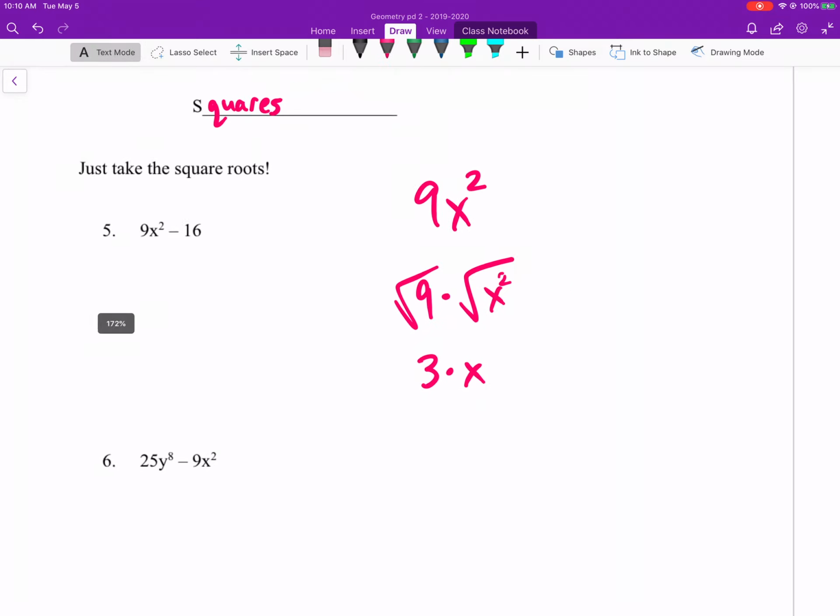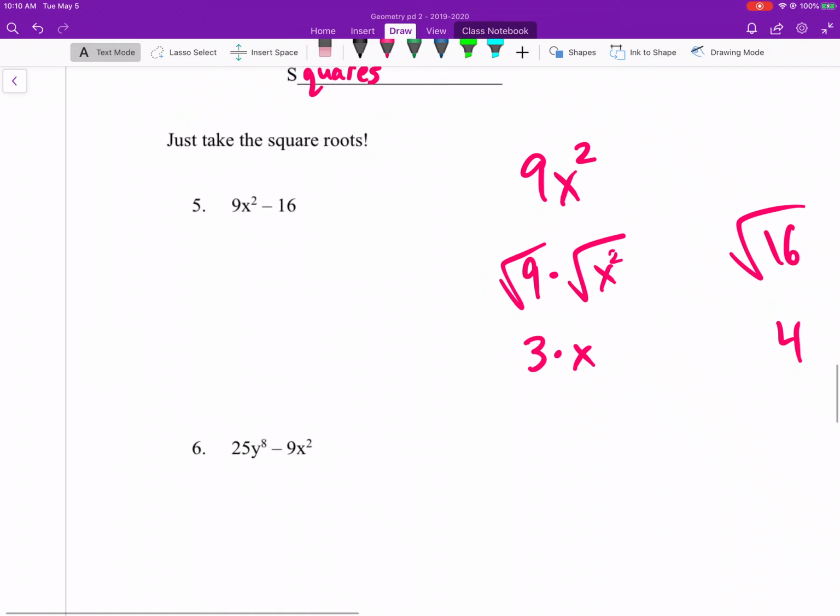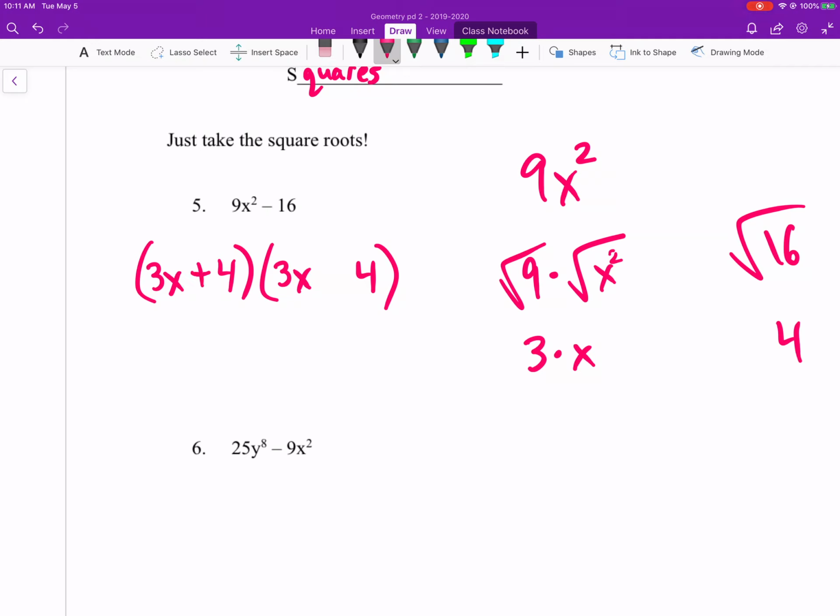And same thing for 16. Off to the side. Square root of 16 is 4. Now how you write it, you might remember from Algebra 2, when you use DOTS for factoring, you write it as two binomials, the product of two binomials. Alright, so you have 3x and 4, and 3x and 4. However, when you do this, alright, one of your signs has to be a positive, and one of your signs has to be a negative. They have to be different signs. It doesn't matter the order. You could do negative first and then positive.